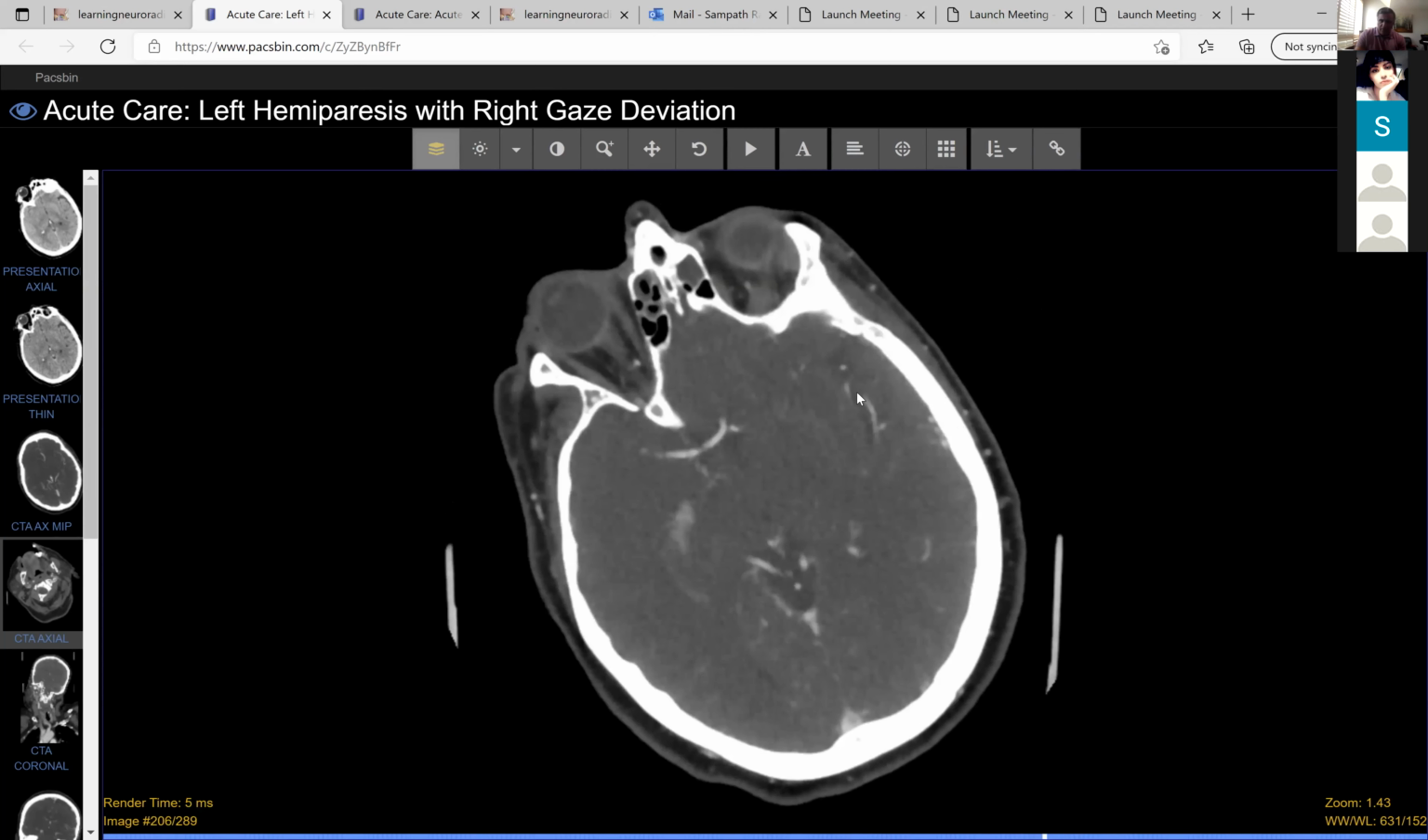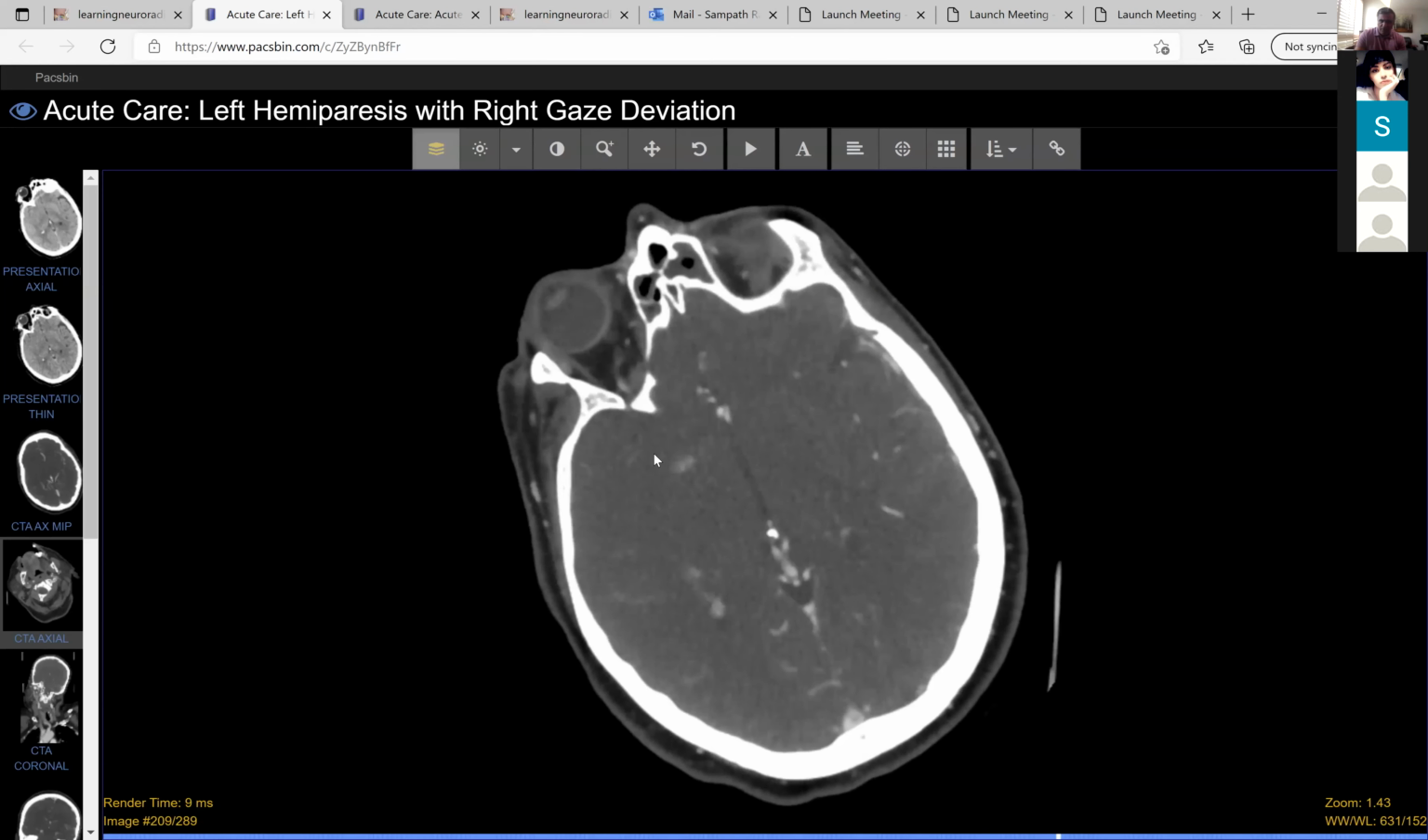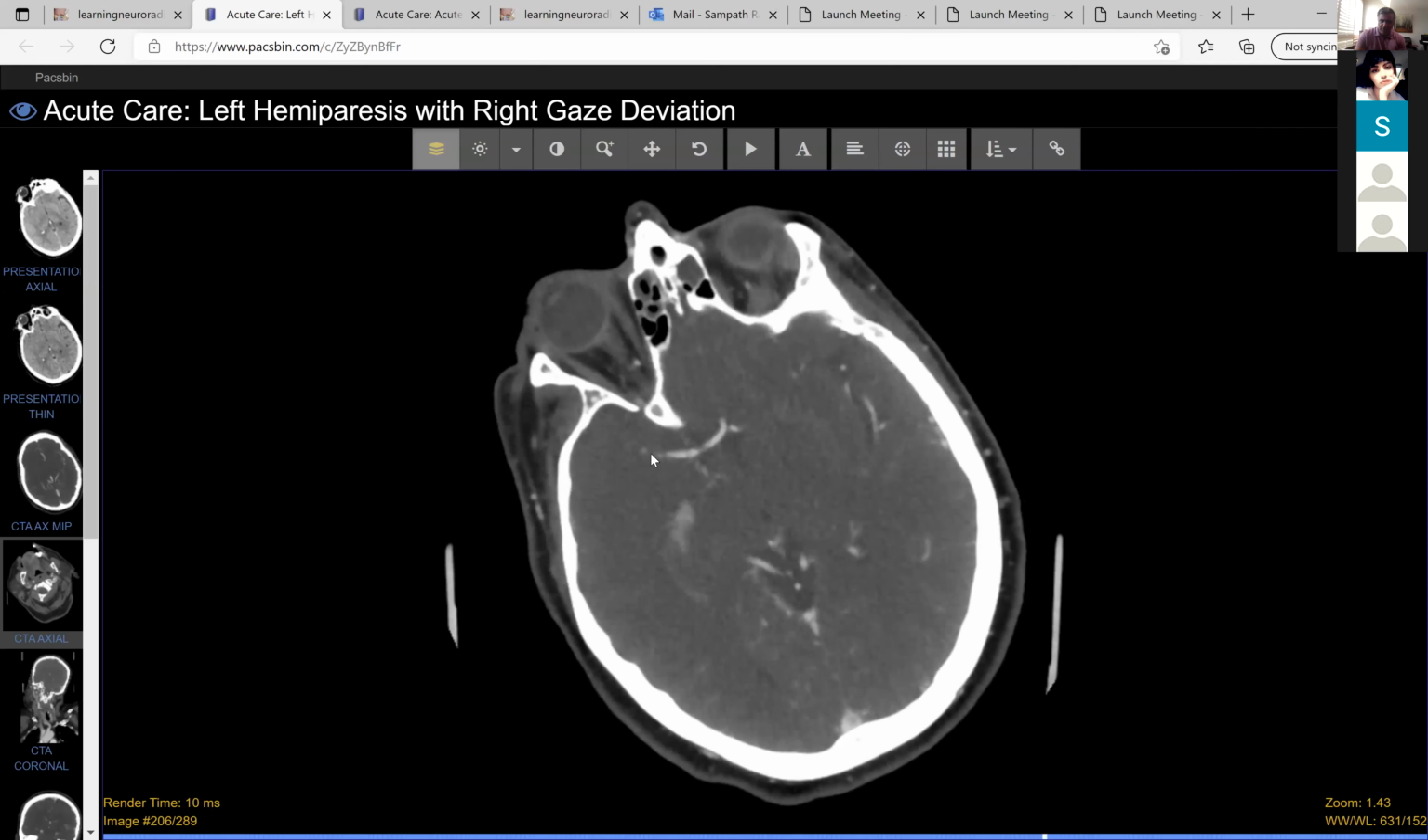And look at the right side; it's blocked right there. There's no contrast going beyond that point. That's it. So this is actually completely occluded here. So she has got a thrombus here, which is actually completely blocking the right MCA, but you could not pick it up on the CT of the head.